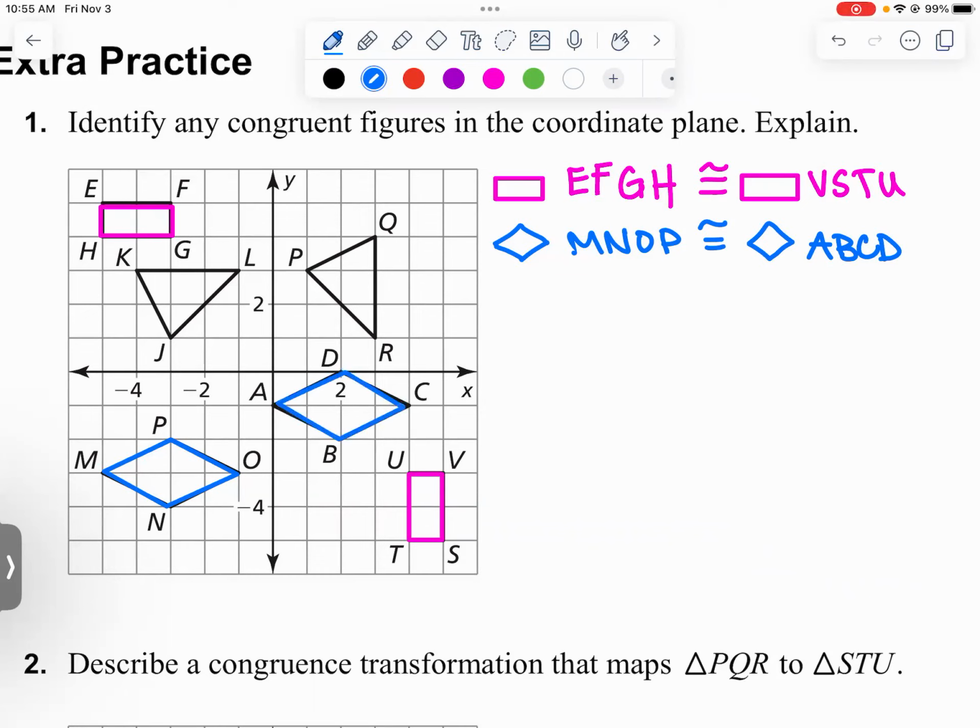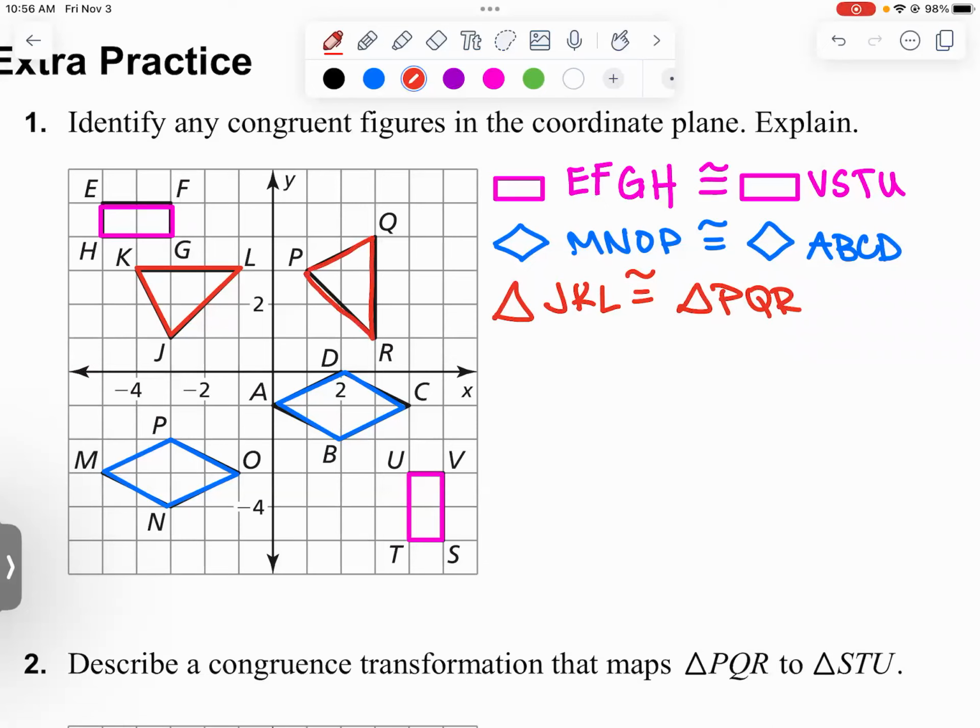And then we have these two triangles. Are these two triangles congruent? Yes. Okay, so if I name it JKL, I think this one takes a little bit more thought for us to figure out how to get it there. PQR, JK. Yeah, I think that sounds good.